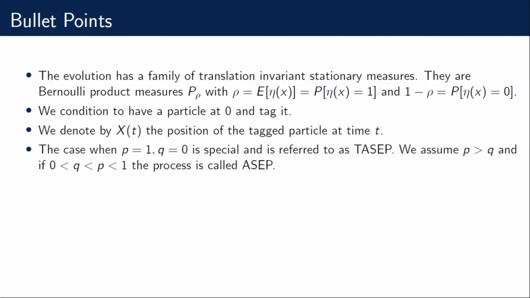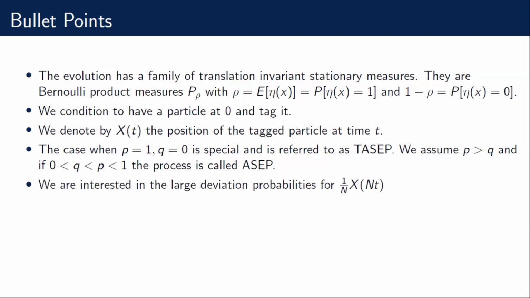Now the case when p equals 1 is special. The particle only wants to jump to the right, never to the left. That's referred to in the literature as TASEP, the totally asymmetric simple exclusion process. We generally assume p is greater than q, so preference is moving to the right. And if it's not the extreme case, p is not 0 or 1, that's called the simple asymmetric simple exclusion process. We're interested in the large deviation properties of 1 over n x(nt).